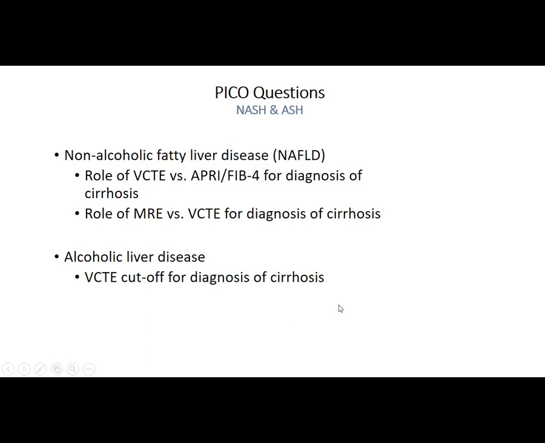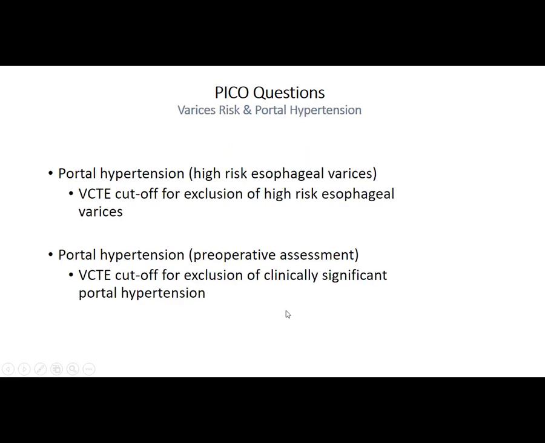Alcoholic liver disease was basically just looking for the cutoff for the diagnosis of cirrhosis. And actually, this is, I think, probably a clinically important one: the cutoff for exclusion of high-risk esophageal varices, and then portal hypertension preoperative assessment, exclusion of clinically significant portal hypertension. So you know when to do endoscopy for ruling out varices.